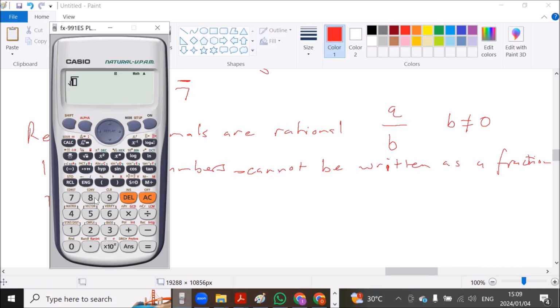Another example is √2, so these numbers are going on and on. It's only that the calculator display is small. That's why we are seeing only up to this one, but it will go on and on forever.